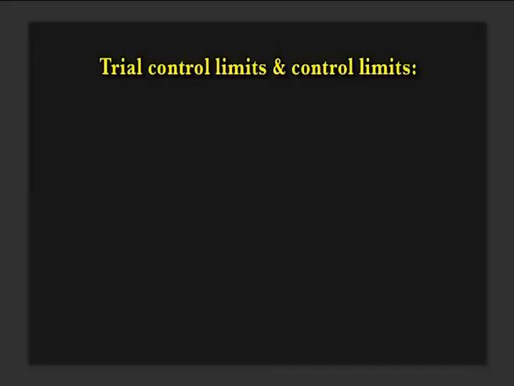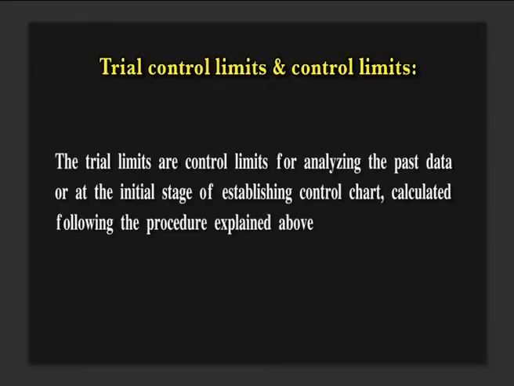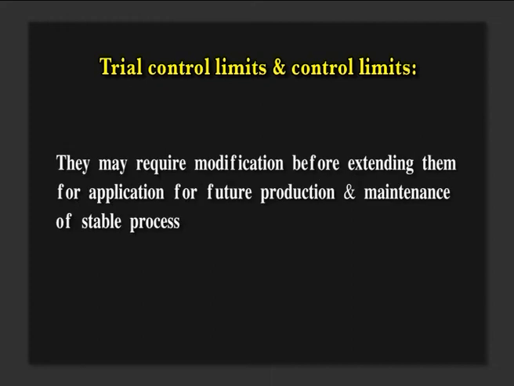Trial control limits and control limits. The trial control limits are control limits for analyzing the past data or at the initial stage of establishing control chart, calculated following the procedure explained above. They may require modification before extending them for application of future production and maintenance of a stable process.